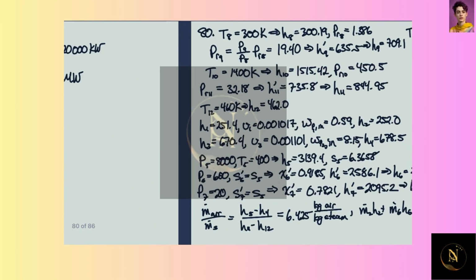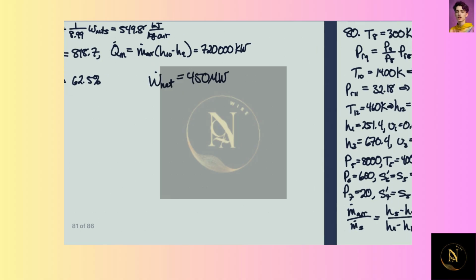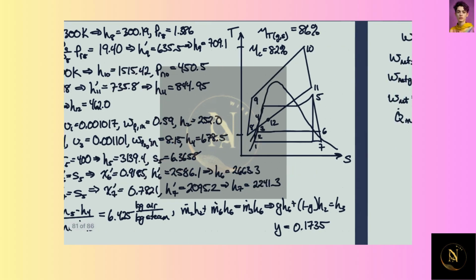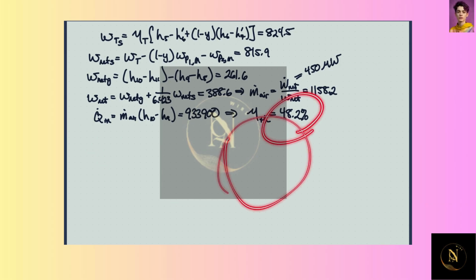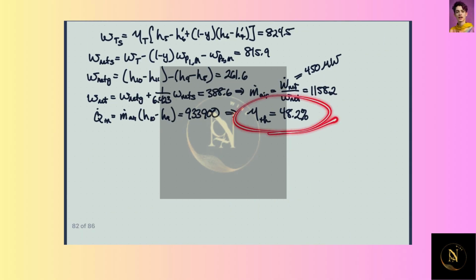And that's actually quite a bit less than what we had here, 62.5%, because we had losses in our turbines and our compressor. Doesn't seem like a lot, but it actually dropped the overall efficiency of the whole process down quite a bit, from 62.5 down to 48.2.